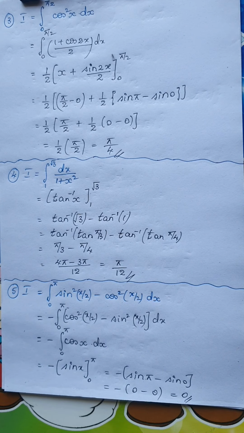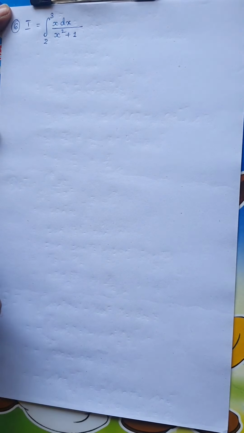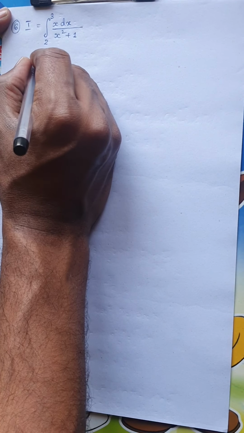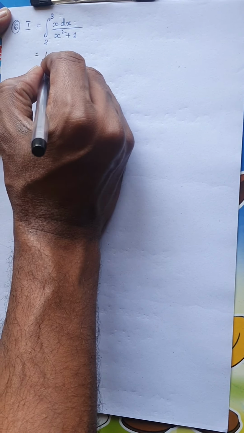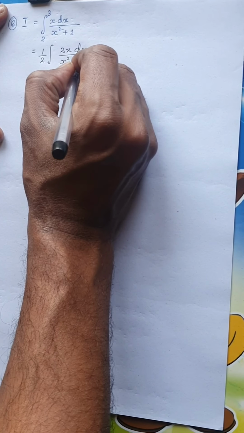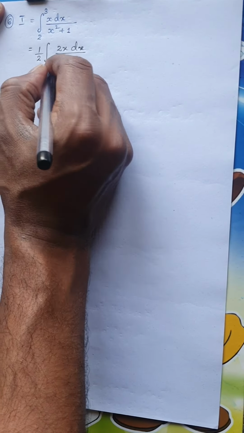Okay, right. Moving on to the next integral, I have the integral of x dx divided by x square plus 1. This is integrated within the limits 2 to 3. Now I am going to make a small change here. Remember, let me add and subtract 2. You might be wondering why. So the numerator becomes 2x dx divided by x square plus 1, integrated within the limits 2 to 3.